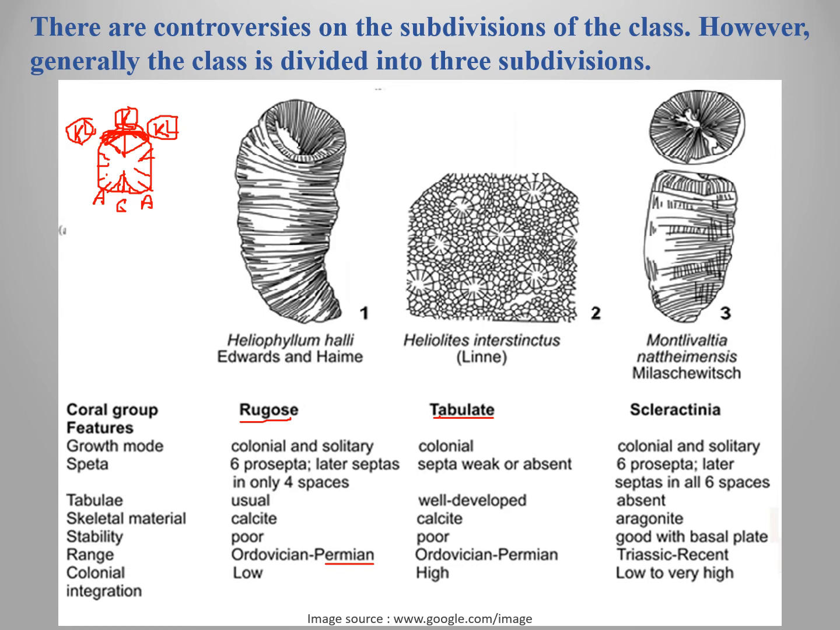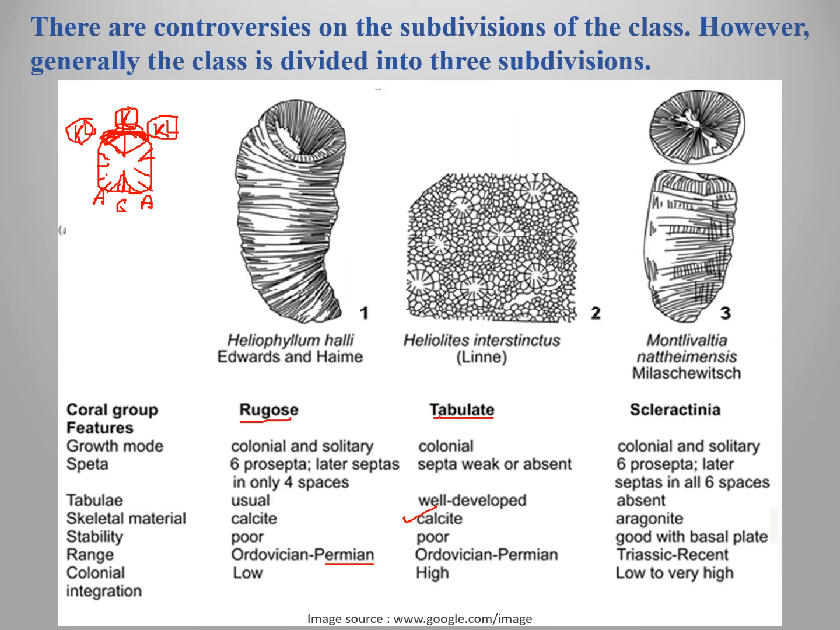In tabulate corals, here also the main hard part composing material, the skeletal material, is calcite. These types of corals first appeared in the early Ordovician, and like the rugose corals, they also suffered extinction at the end of Permian. So these are also Paleozoic forms. There are no present day relatives of tabulate corals.